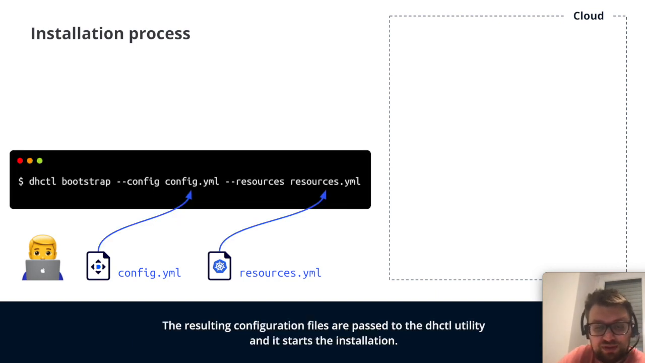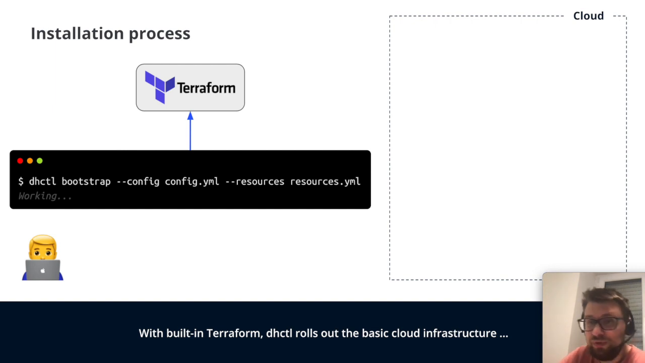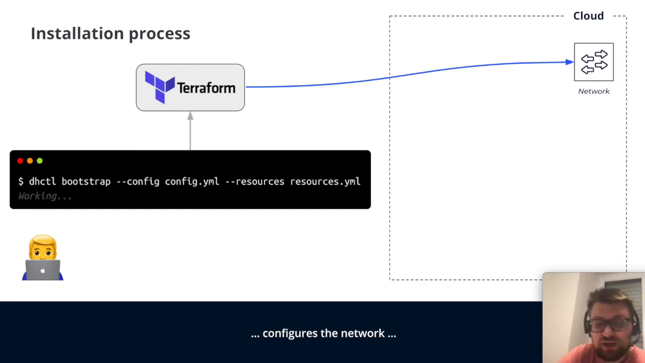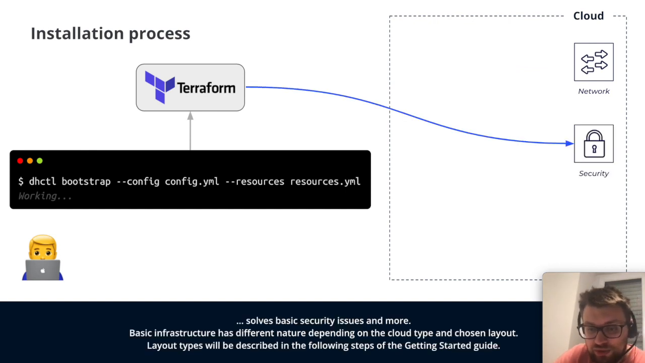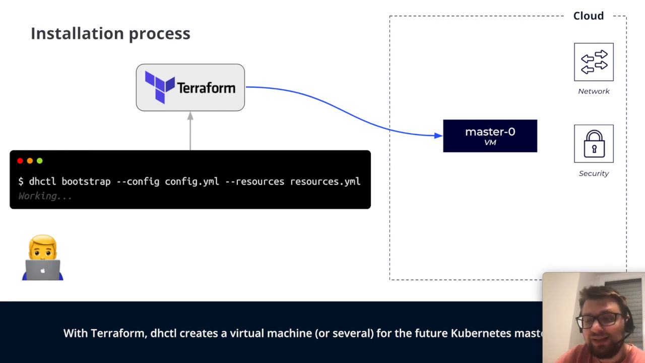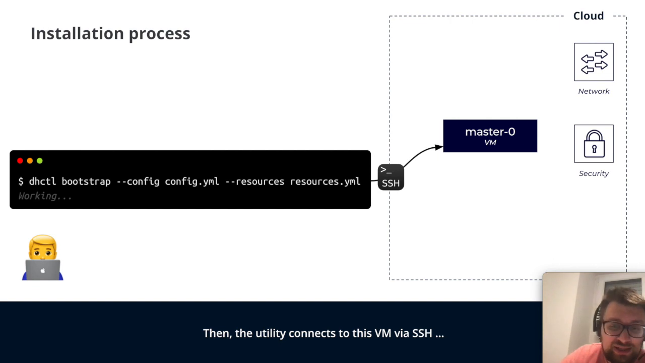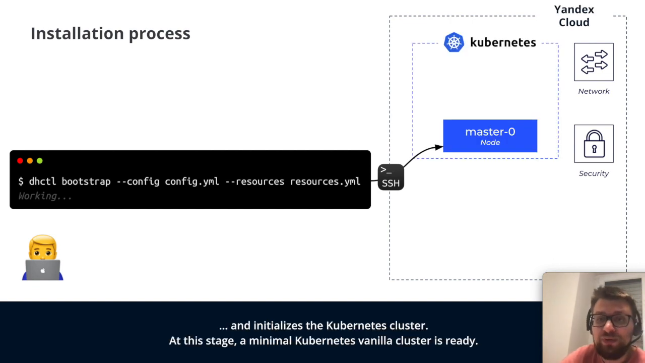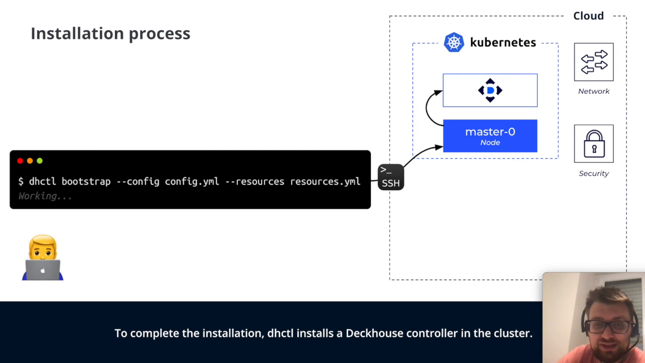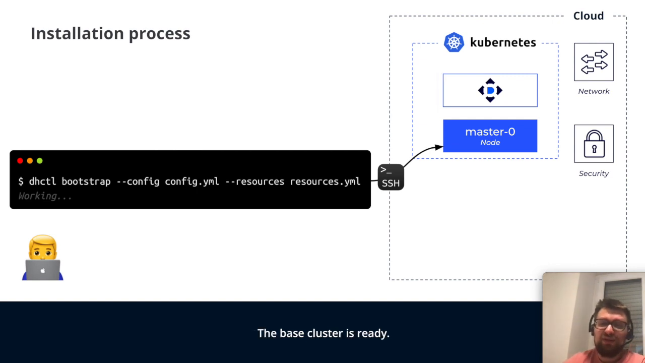We give these two configs to our CLI tool called Deckhouse Control, and this tool uses Terraform under the hood to deploy, firstly, basic infrastructure to the cloud like network, security groups, SSH keys, and then it uses a second Terraform file to deploy the first control plane instance. Then Deckhouse Control connects to this instance by SSH and installs Kubernetes onto this first master node. After this it installs the Deckhouse controller to this Kubernetes cluster, and now the Deckhouse controller becomes in charge of configuring this cluster.